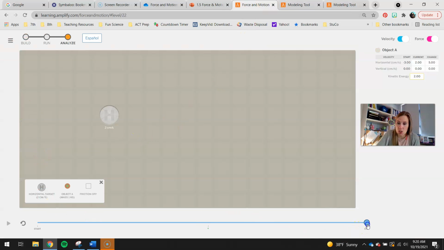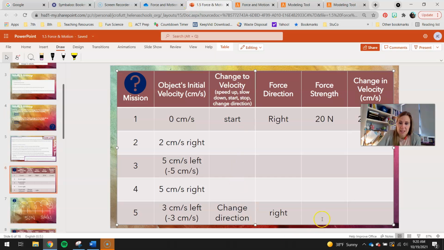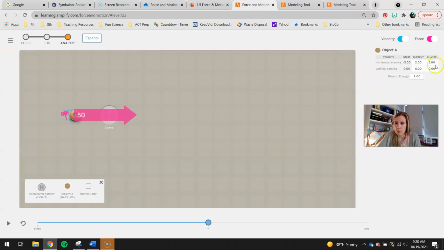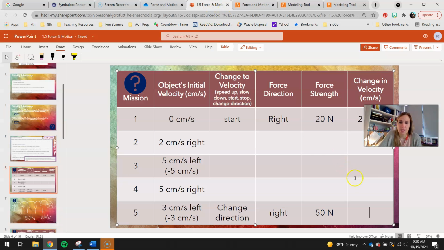Our force strength we're going to get from our analyze. Again, we need to kind of click and drag this. Remember, every time we click the little exert force button, we're adding 10 newtons of force. So you guys can see our little pink arrow amounts to 50 newtons of force. So I'm going to go ahead and put in 50 newtons here. And finally, our change in velocity, again, we're going to get from analyze right here. We have a change in velocity of 5 centimeters per second. So 5 centimeters per second.